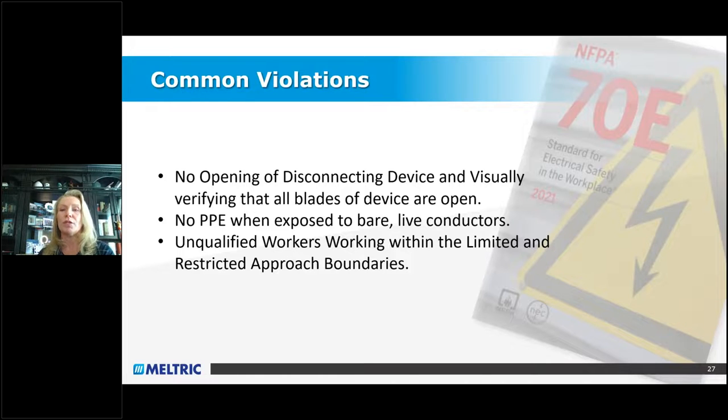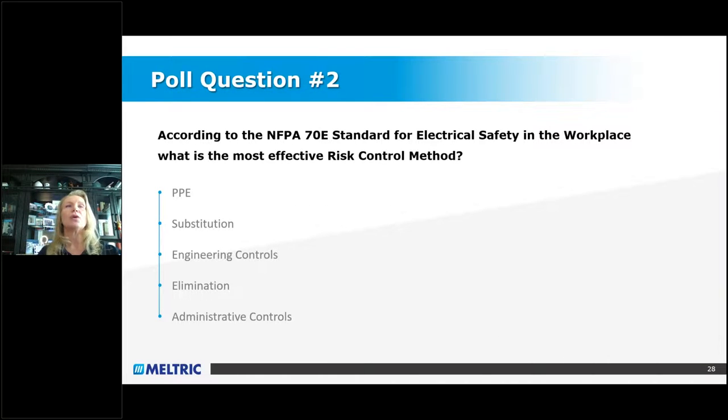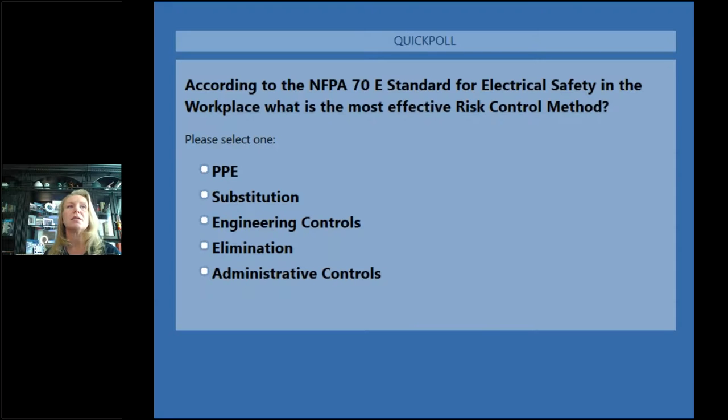We have another poll question for you. According to the NFPA 70E standard for electrical safety in the workplace, what is the most effective risk control method? PPE, substitution, engineering controls, elimination, or administrative controls? I'll give you guys a few minutes to answer that question, and Jim will give us a result.